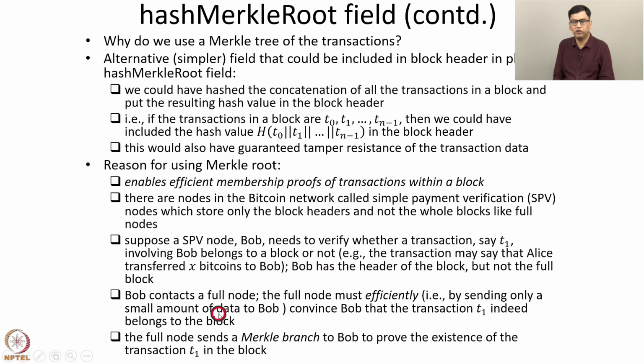So the full node sends a so-called Merkle branch to Bob to prove the existence of the transaction T1 in the block. So we'll discuss what is meant by a Merkle branch. It consists of certain of the hash values in a Merkle tree. So here's an example.